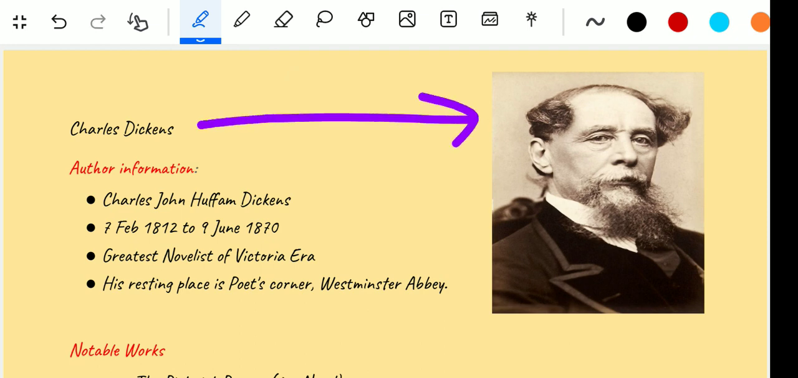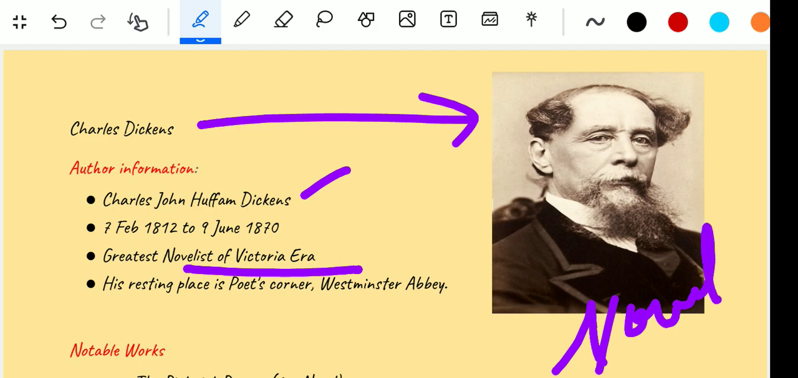His full name is Charles John Huffam Dickens, and he belonged to the Victorian era, as I already said. He is the greatest novelist of the Victorian era. Whenever we get to know about him, we just have to remember that he is the greatest novelist.